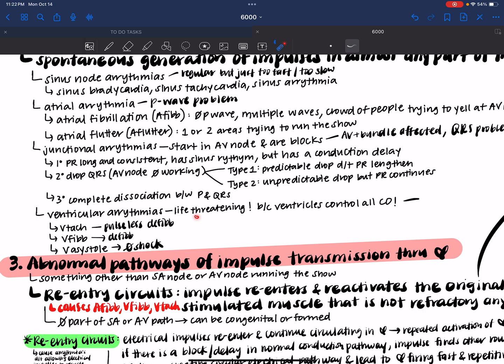Ventricular arrhythmias are life-threatening because the ventricles control all cardiac output. For VTAC, if it's pulseless, then use a defibrillator. So defib when it's VFib or pulseless VTAC. But asystole, you can't shock; you have to do CPR to make sure you get a rhythm first.